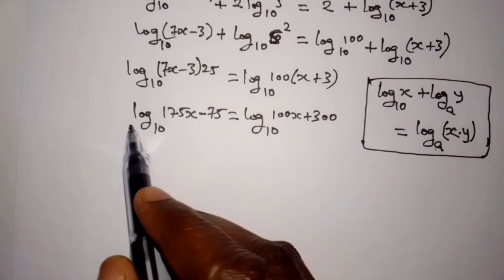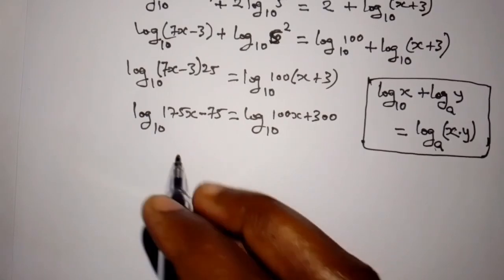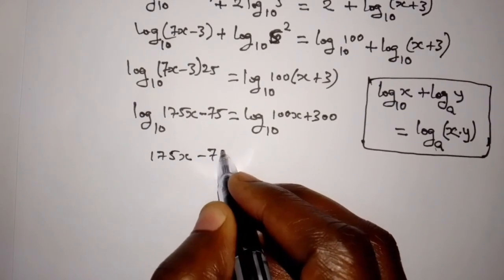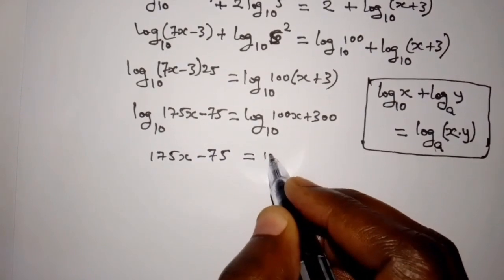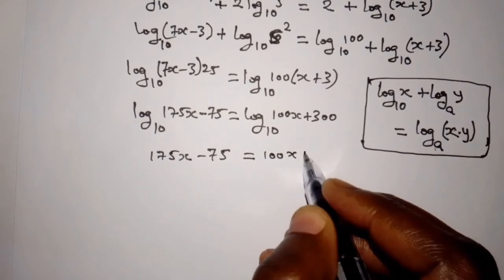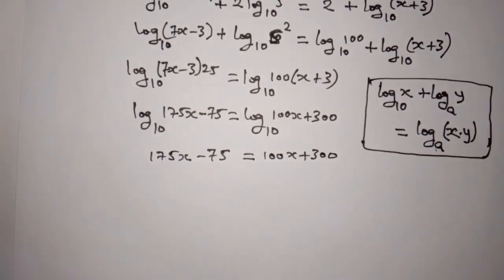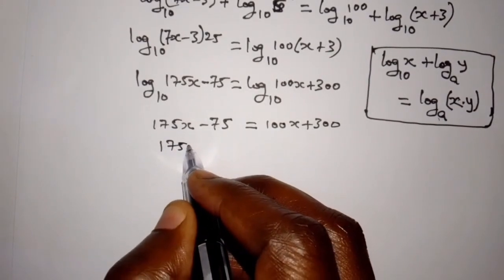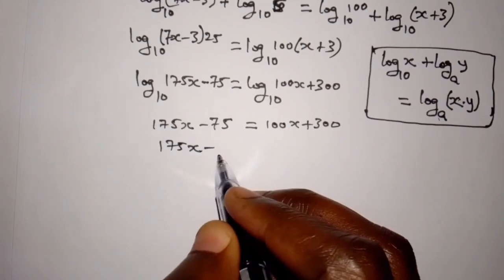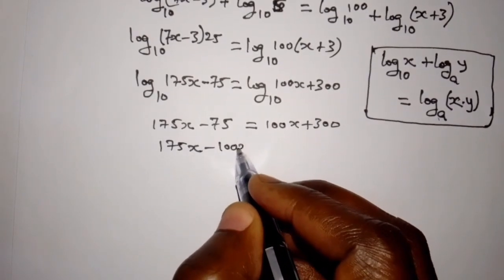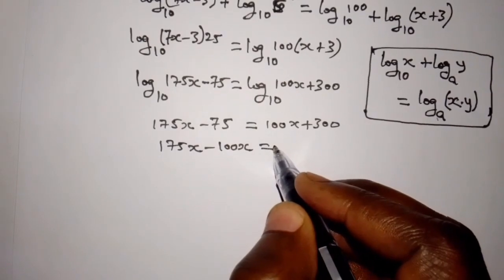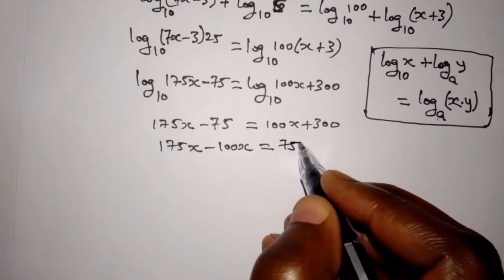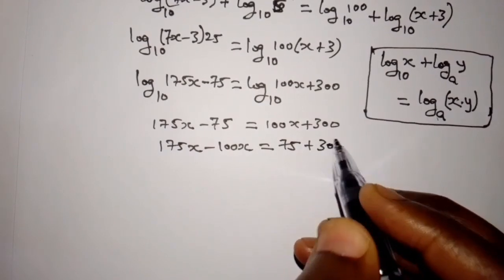Now we can cancel log here. So we remain with 175x − 75 is equal to 100x + 300. We bring the like terms together. 175x − 100x is equal to negative 75 crosses here, it becomes positive 75, plus 300.